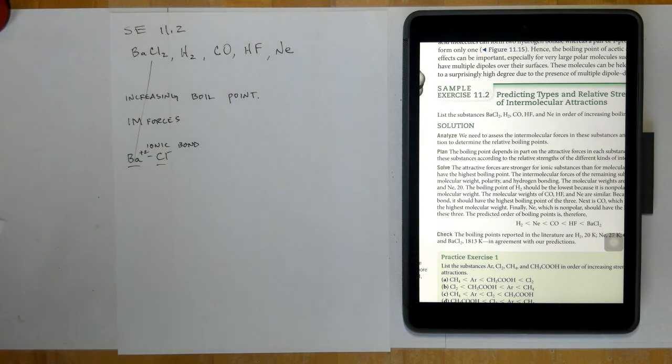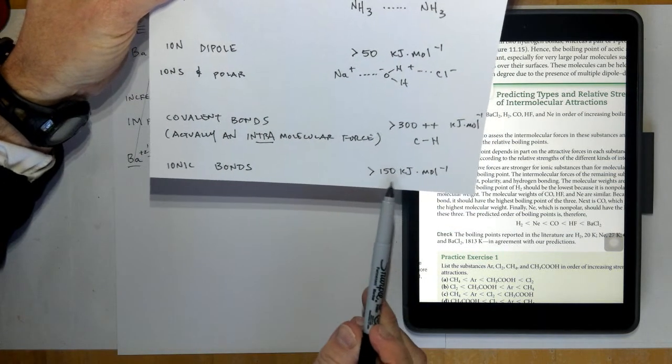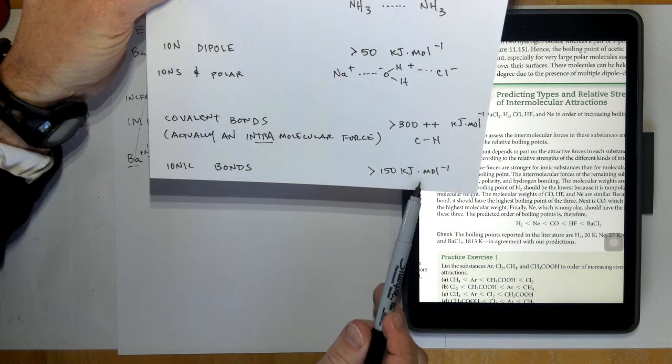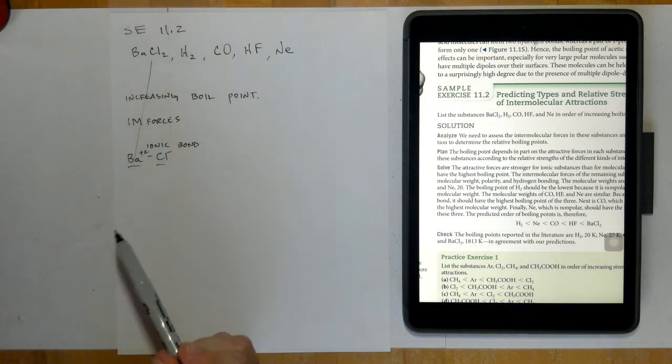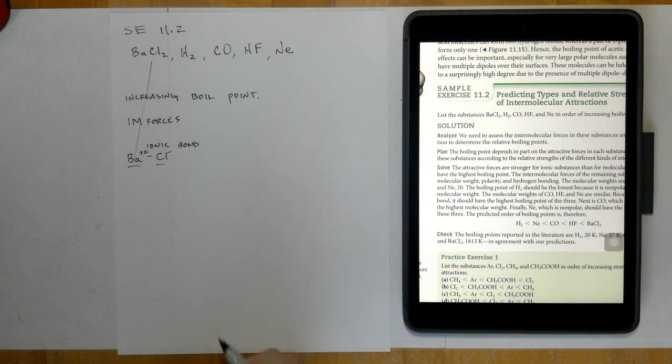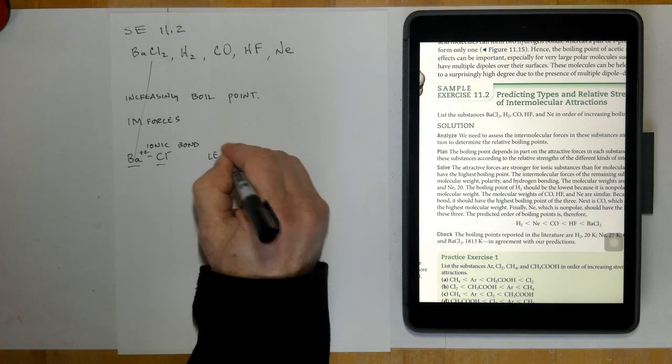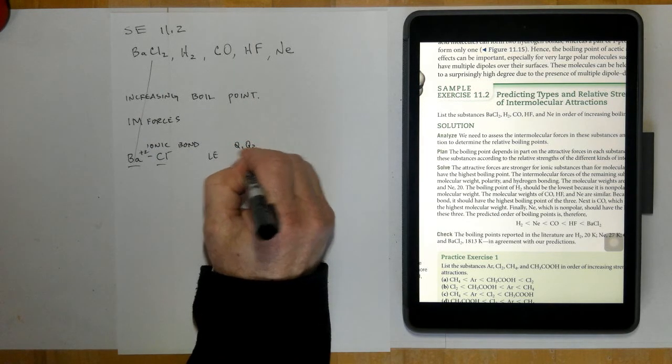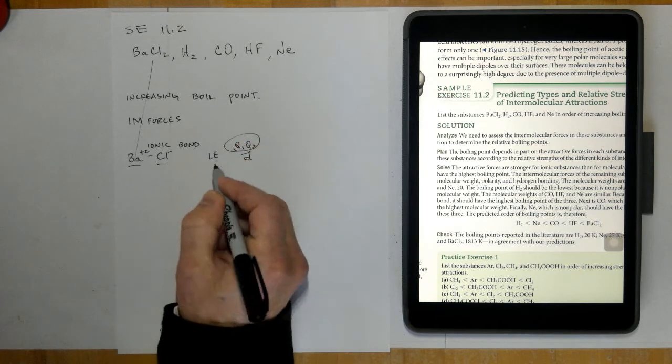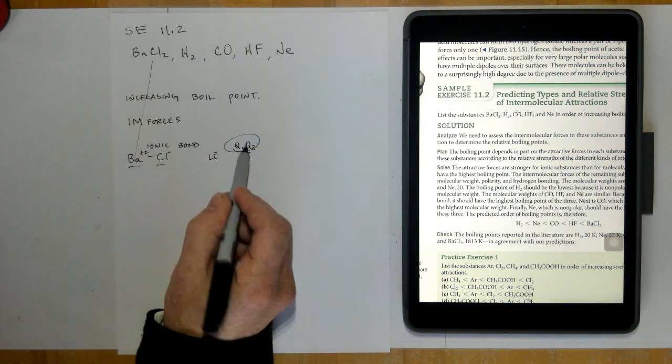And as we just looked at right here in our little chart, ionic bonds have a really, really strong interaction, 150 kilojoules per mole or more. And this one, I would argue, would be even more than that, because remember, it's governed by lattice energy, and lattice energy is equal to Q1Q2 divided by D, and the larger the Q is, the larger the lattice energy, and we got a +2 right here going on the top.